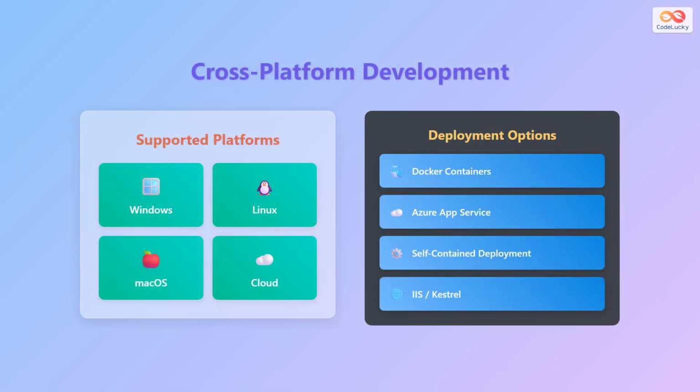ASP.NET Core's cross-platform nature allows deployment on Windows, Linux, macOS, and various cloud platforms. This flexibility gives developers and organizations freedom to choose their preferred hosting environment. Deployment options include Docker containers for consistent environments across different platforms, Azure App Service for managed cloud hosting, self-contained deployment that includes the .NET runtime, and traditional web servers like IIS on Windows or Kestrel as a cross-platform server. This versatility makes ASP.NET Core suitable for diverse infrastructure requirements.